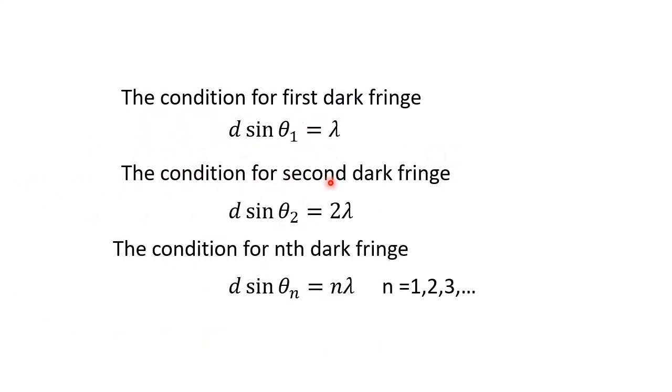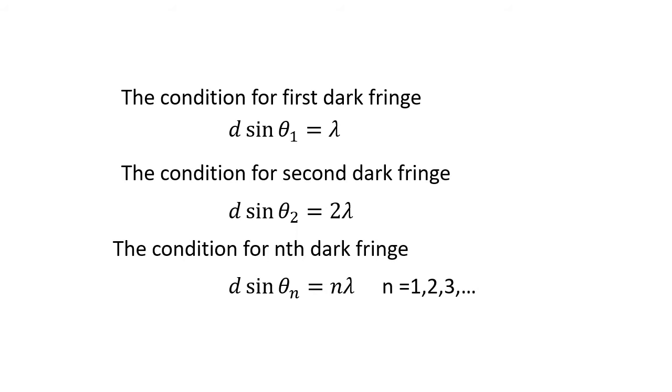The condition for the second dark fringe is d sin θ2 equals 2λ. Now in a similar manner, we can write the condition for the third dark fringe, for the fourth dark fringe, for the fifth dark fringe, and so on. Therefore, the condition for the nth dark fringe can be written as d sin θn equals nλ, where n is a natural number starting from 1, 2, 3, and so on. So this is the required condition for the dark fringe.